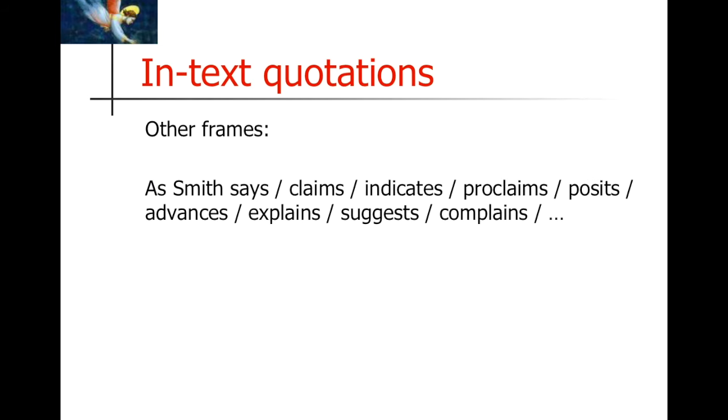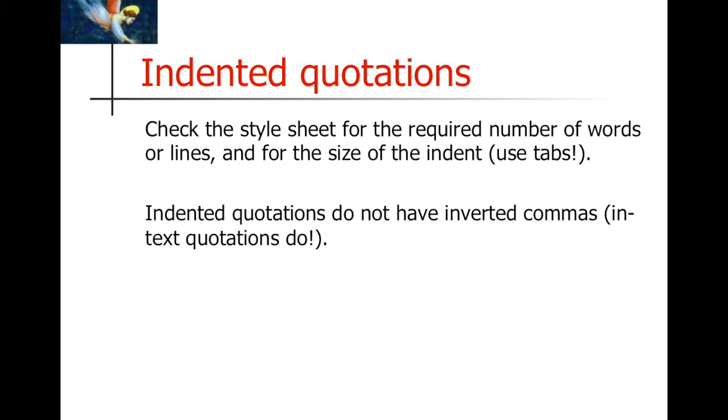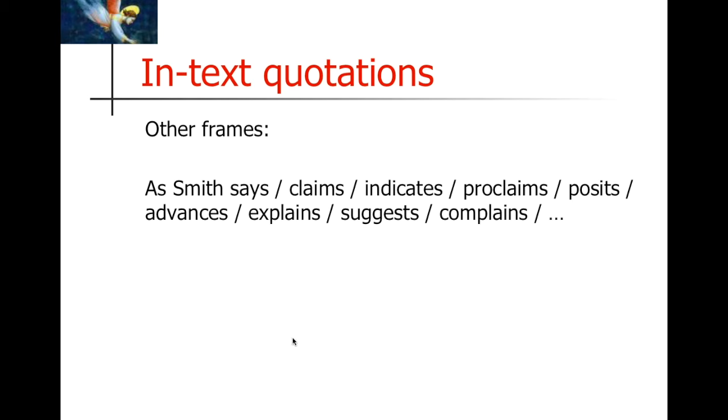Don't be boring. You can mix it up. You can use different verbs for your framing, as Smith says, claims, indicates, proclaims, posits, advances, explains, suggests, complains. Think about it. Think what you're using these quotations for. Think how you can make them speak to each other and speak to your problem. And be creative. You can have states, observes. There are many, many more there. Feel free to think about it and be creative. Of course, texts are always in the present tense, as you can see there, and as we learnt in a prior lesson.